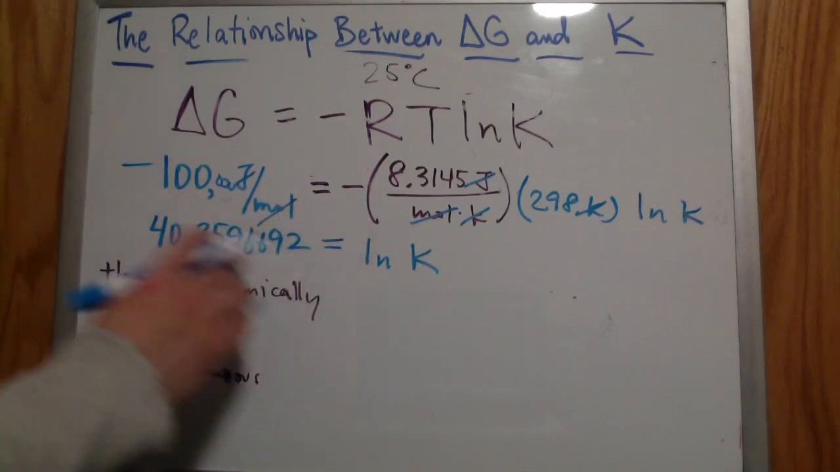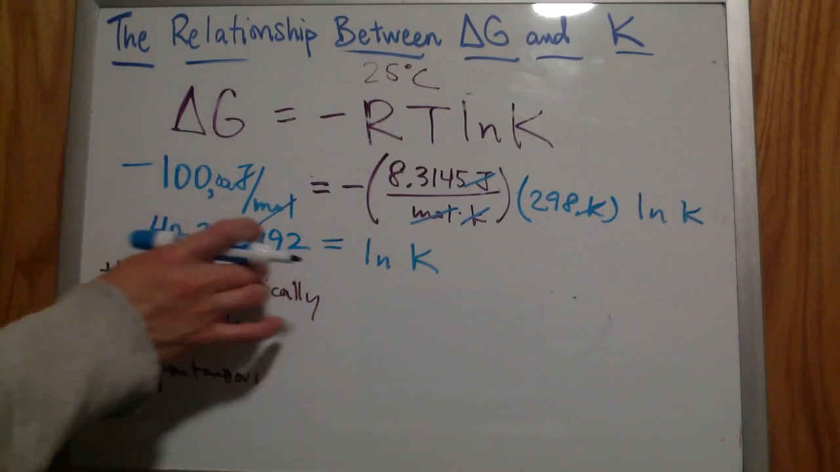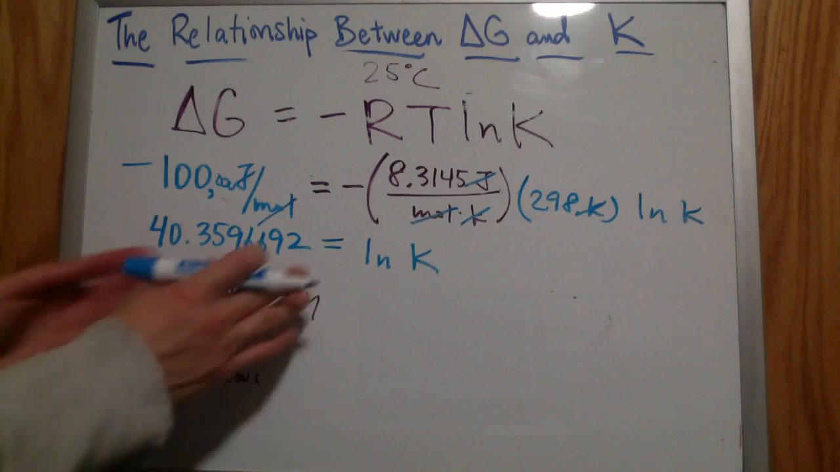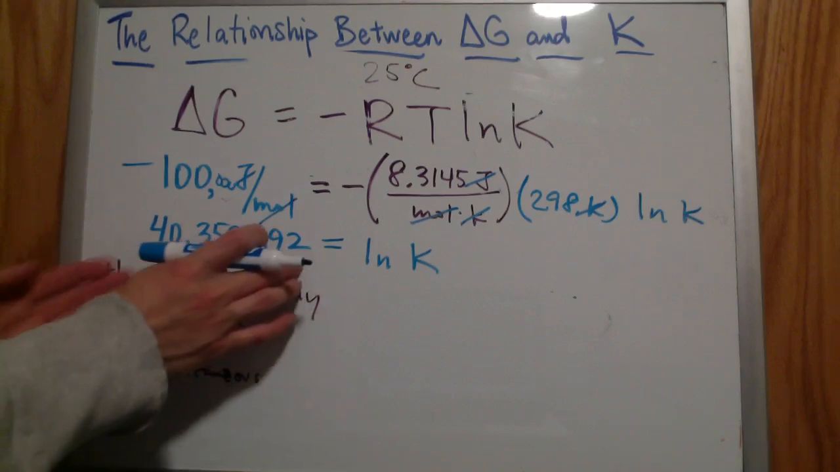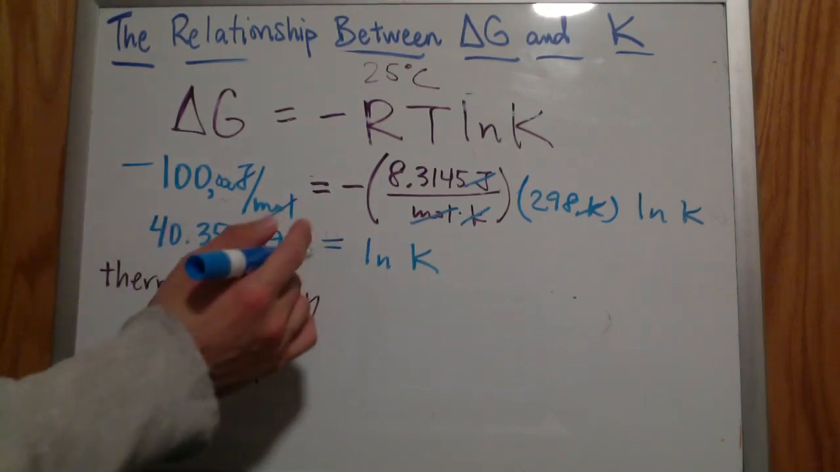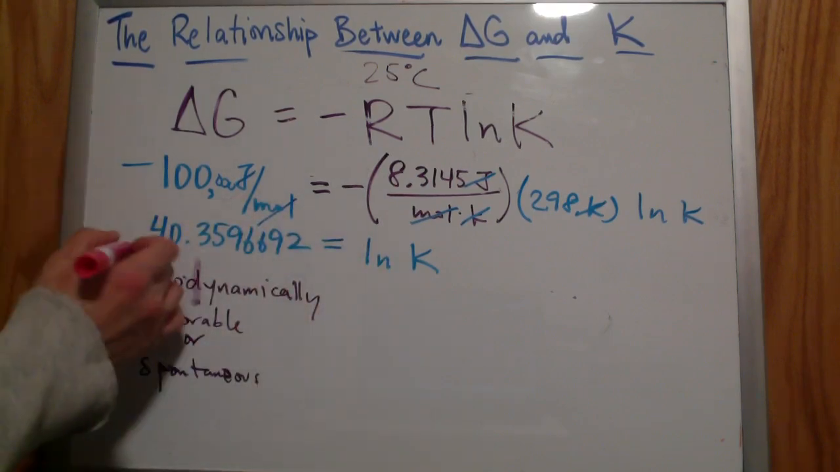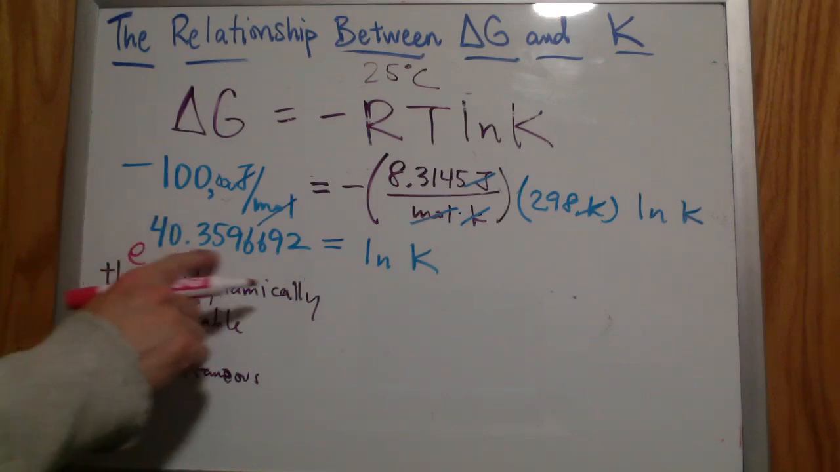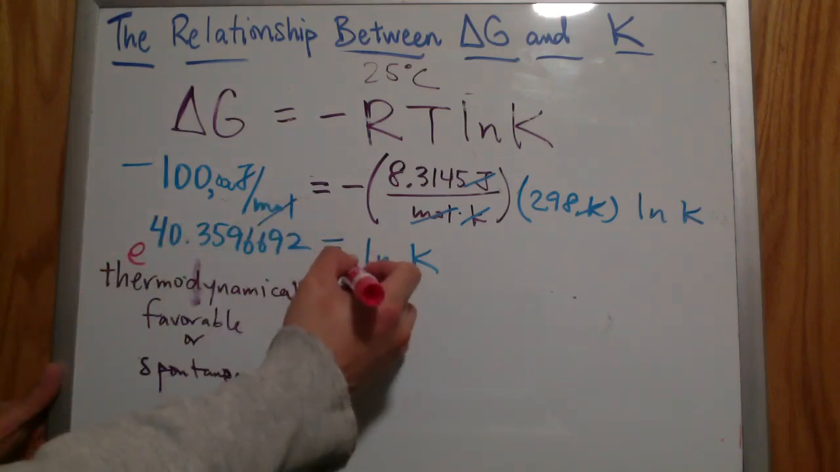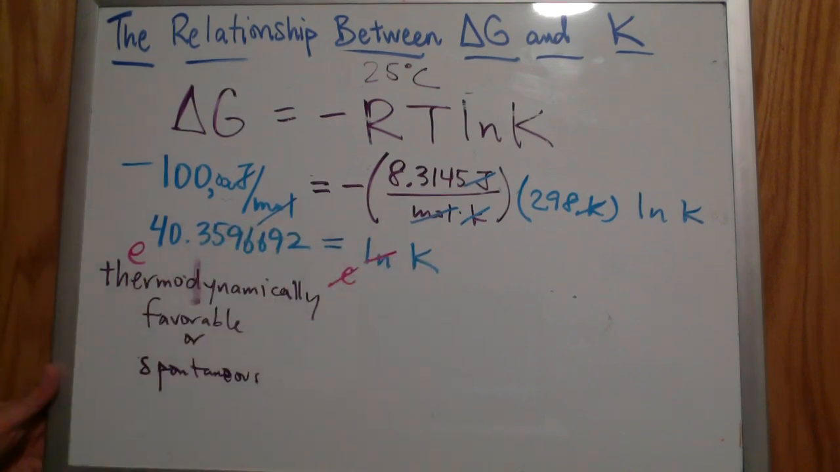40.3596692. And I want to keep all those digits because once I round somewhere else, it'll actually increase my source of error when I use a natural log and then try to get rid of it. So now we're going to get rid of the natural log by raising e to the 40.3596692, and then e and the natural log will cancel out, and we'll solve for K.